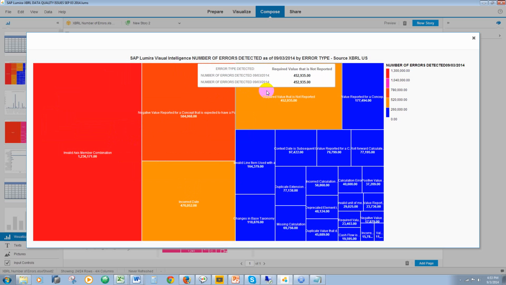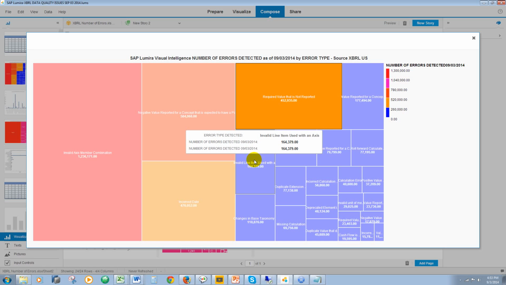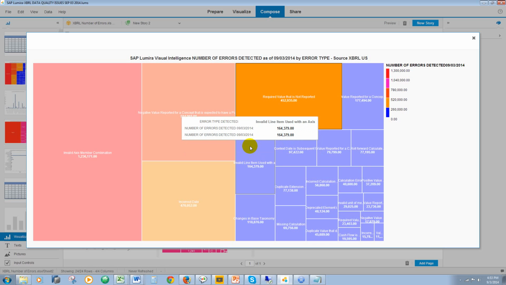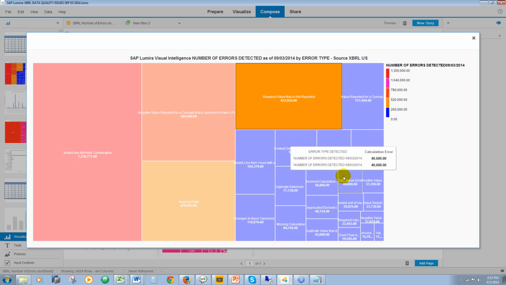We see another important or serious error, which is required value that is not reported, which affects the completeness of the financial statements through XBRL reporting. And then there are some other errors as well, like invalid line items used, invalid line items used with an axis, so this also affects the comparability. And we have calculation errors, which stand at 40,600, which affects the financial semantics and the accuracy of the financial statements.